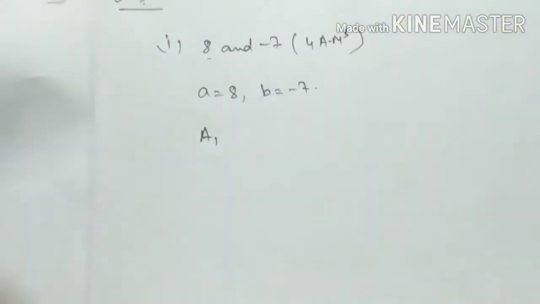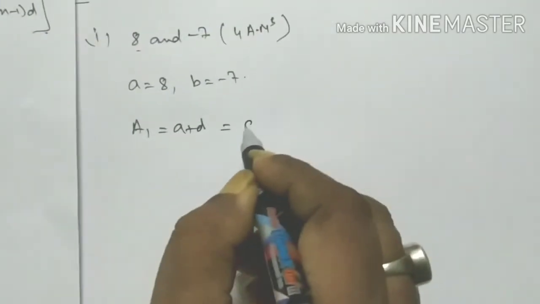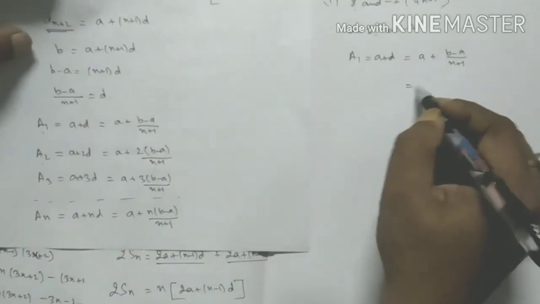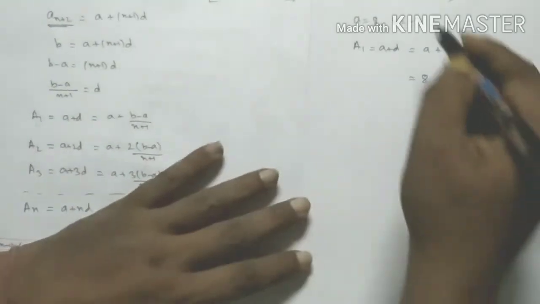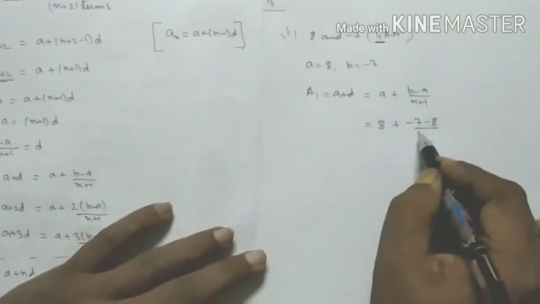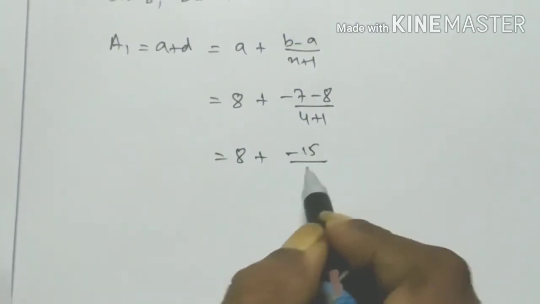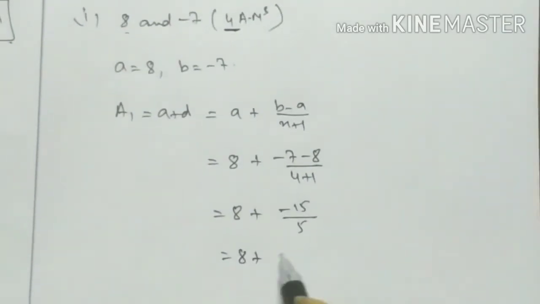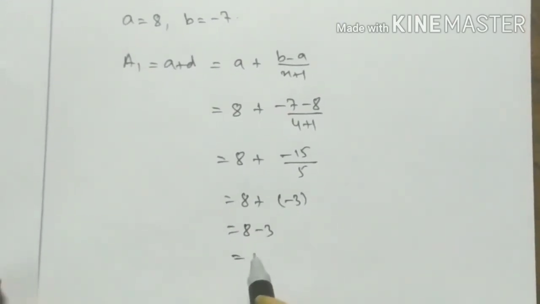I am going to apply the formula which I have already told. Now your A1 is equal to A plus D, that is equal to A plus (B minus A) by (n plus 1). Your A is 8, B is minus 7, and n is 4, since you have to insert 4 arithmetic means. So 8 plus (minus 7 minus 8) by (4 plus 1), that is 8 plus minus 15 by 5. So this is 8 plus minus 3, so 8 minus 3 comes out to be 5.